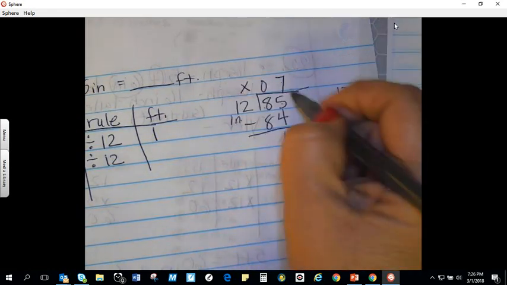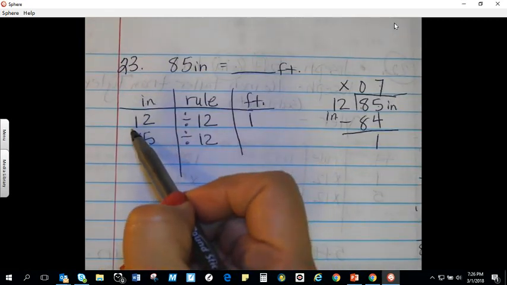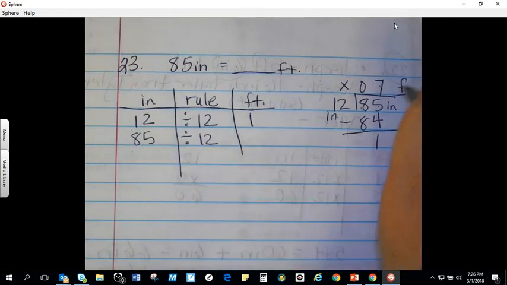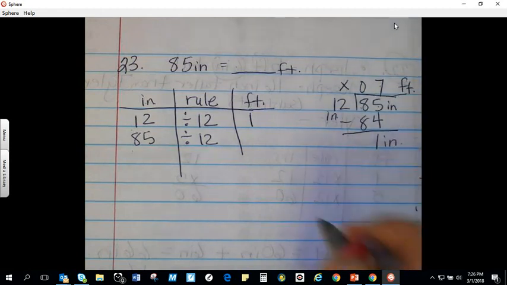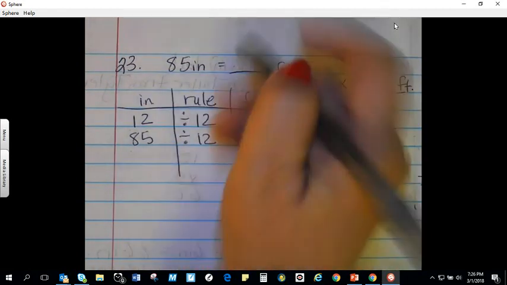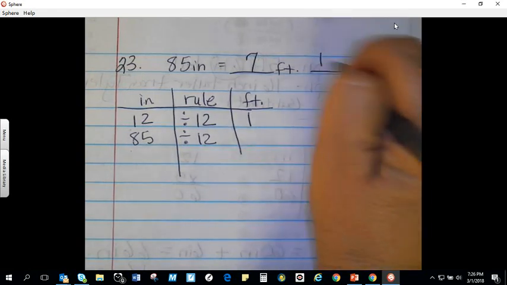Again, this is inches. My 85 is inches, and I'm getting it right over here. See, that's inches. My 12 inches and my 85 are inches. And this is my feet, which is my quotient. So my remainder is inches. So now I have 85 is equal to 7 feet, and my remainder is 1 inch.